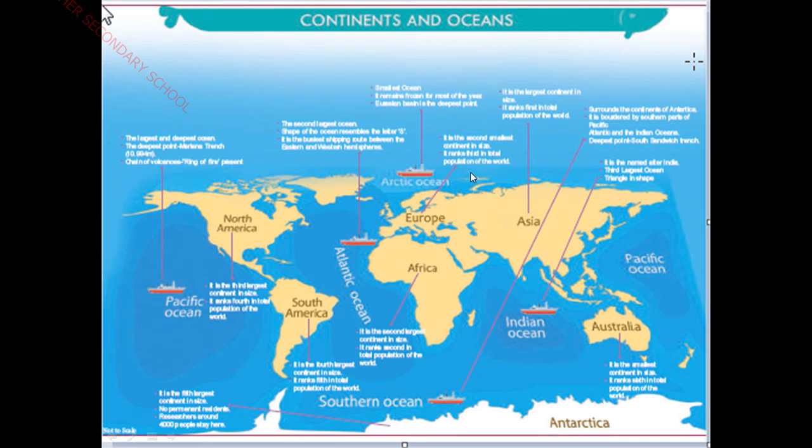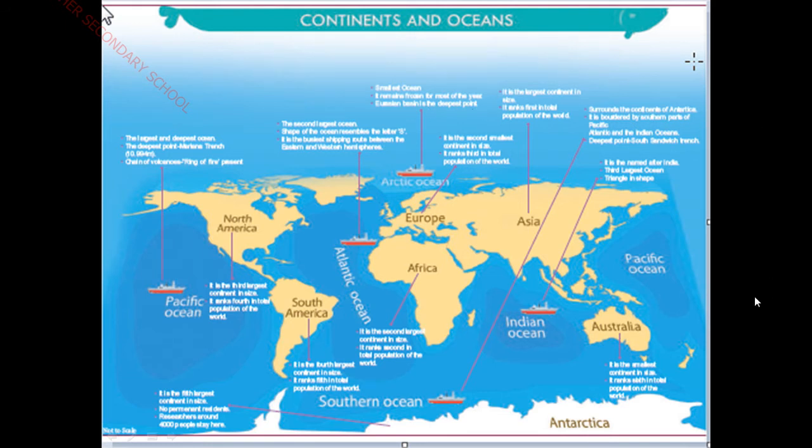And Europe, you can take the example, it is the second smallest continent in size. It ranks third in total population of the world. And see here, this is the smallest ocean. It often remains frozen, frozen for most of the year. Okay, covered with ice. Yes, the Eurasian Basin is the deepest point here.